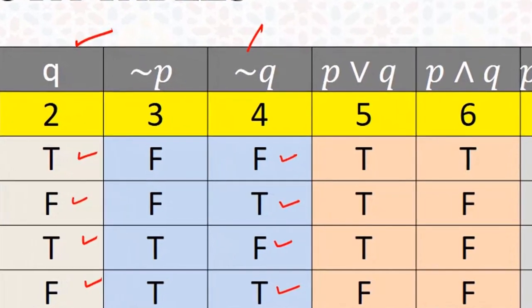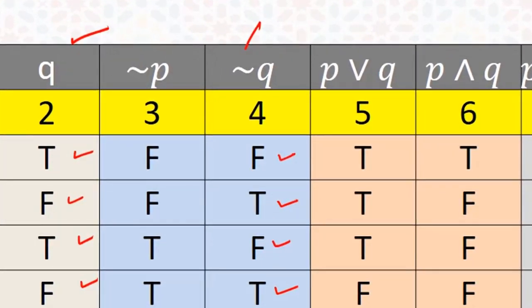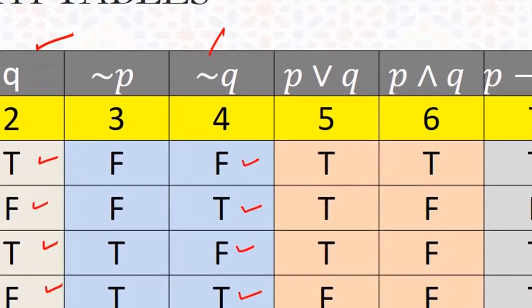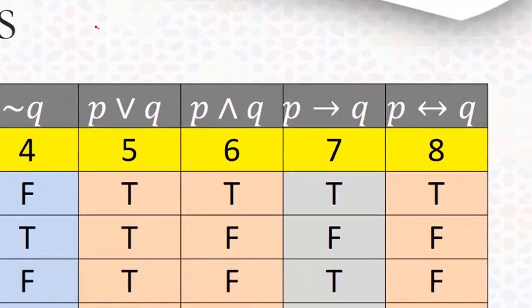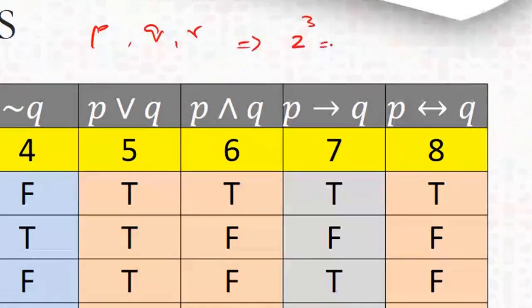Basically, if you have only one variable, you will have 2 power 1 rows. If you have two variables, 2 power 2 rows. If you have three variables, p, q, r, you will get 2 power 3, which is 2 multiply 2 multiply 2, equal to 8. So you will get 8 rows.